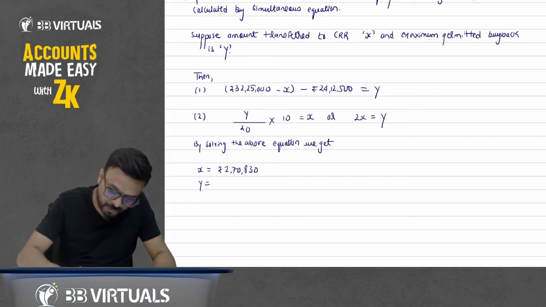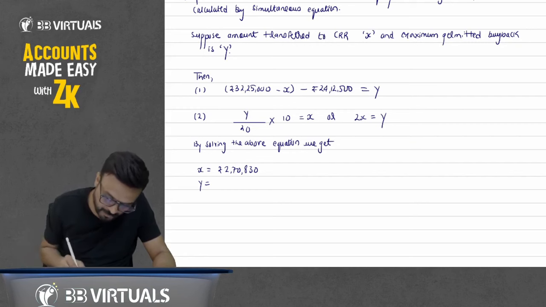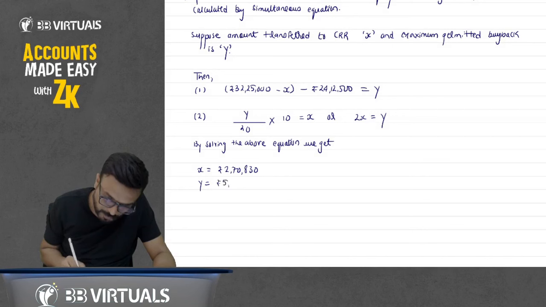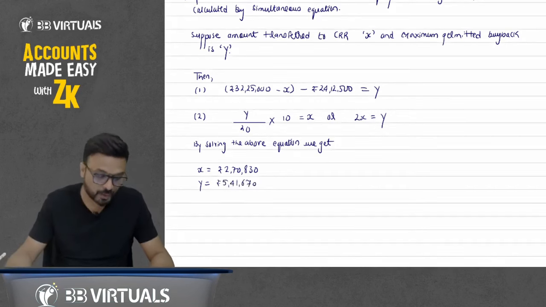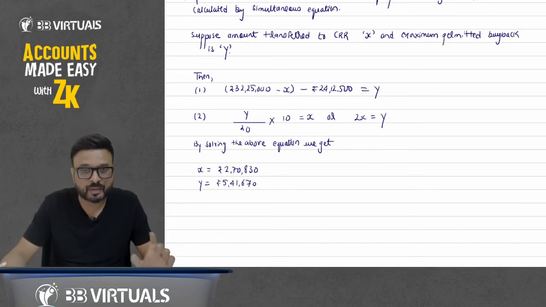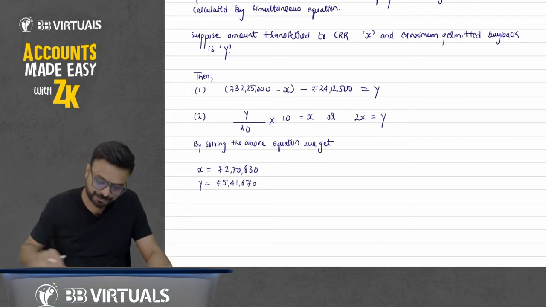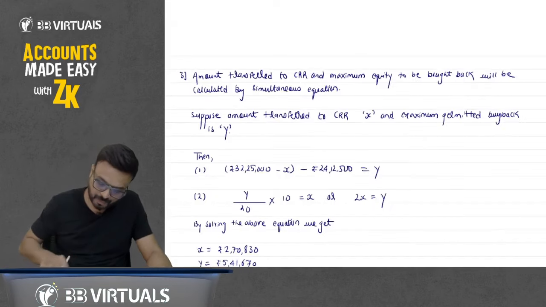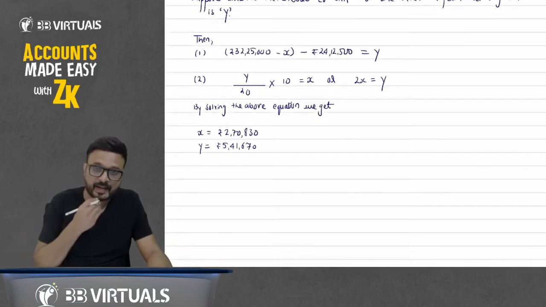So now we have found X. 32,25,000 minus 2,70,830 minus 24,12,500 comes to 5,41,670. So we have found X and Y. All of you write this down. X is the amount of CRR, Y is the amount of buyback.